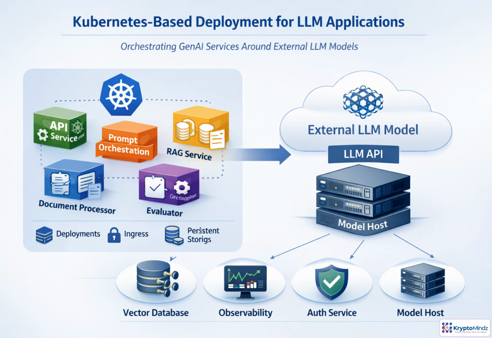Kubernetes often becomes the control plane for an LLM application, even when the model itself runs elsewhere. Each capability is packaged as a container: the API, prompt orchestration, retrieval service, document processor, evaluator, and background workers. Kubernetes supplies the operational foundation: deployments for rollout, services and ingress for traffic, secrets and config maps for configuration, and persistent volumes for state. The cluster then connects outward to vector databases, storage, identity, observability, and hosted LLM APIs. This gives teams repeatable releases, workload isolation, and a portable base for platform engineering.